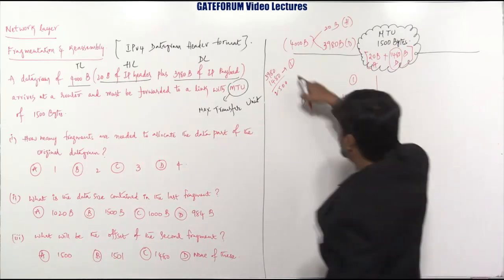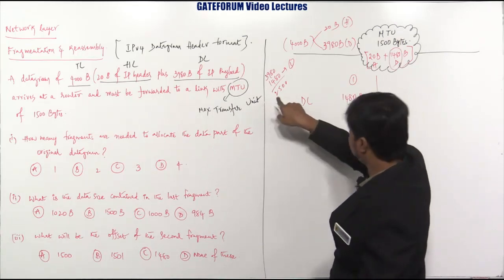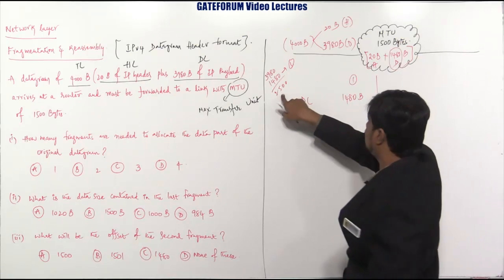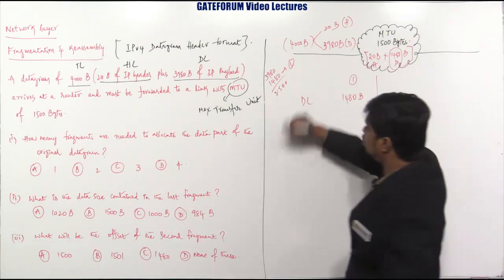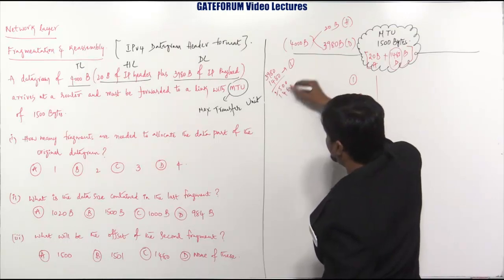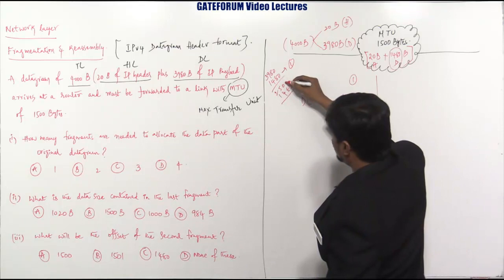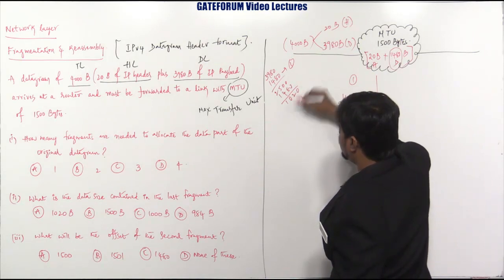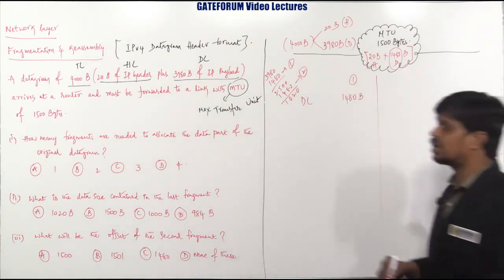After creation of the first fragment, the remaining data part is 2500, but this 2500 still cannot be forwarded from here to here, as it is higher than 1480. Out of 2500, 1480 I can transfer at a stretch from this point to this point. If I subtract 1480 from 2500, I am left with 1020 bytes, so that I am able to create the second fragment.